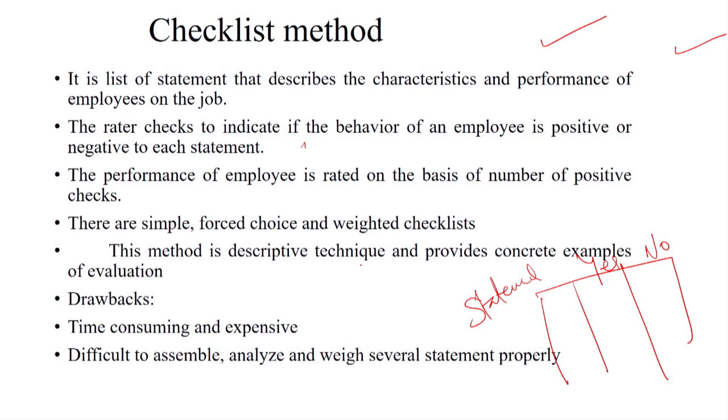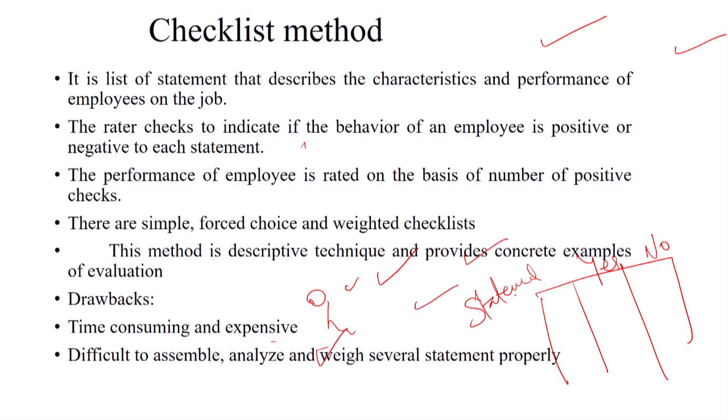For each statement, the behavior of the employee is positive or negative, so yes or no. For example, is Mr. X regular on the job, yes or no? Does he maintain discipline, yes or no? Does he ever make mistakes? Does he show favoritism? These are the statements which are given. At times they can be positive checks, and some can be negative checks. Here there are simple, forced choice and weighted checklists. Again, this method is more descriptive and provides concrete examples of evaluation. Why? Because the rater is only asked to tick yes or no, tick this, tick this.